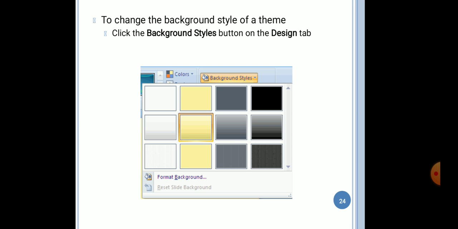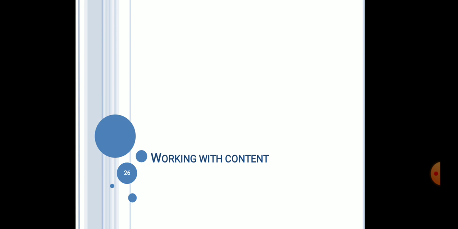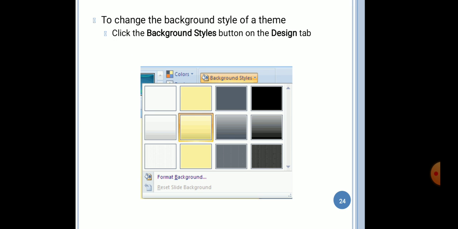Then dear students, also you can change the background style of a theme. To change the background style, first of all you have to click on the Background Styles button on the Design tab. Okay, so this is the way how we can change the background style of a theme.